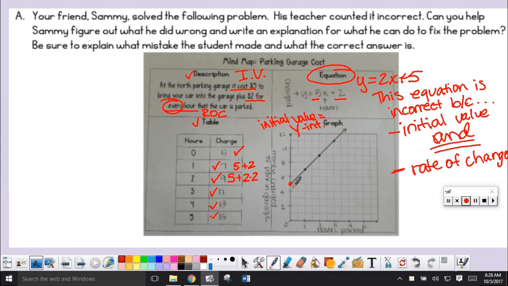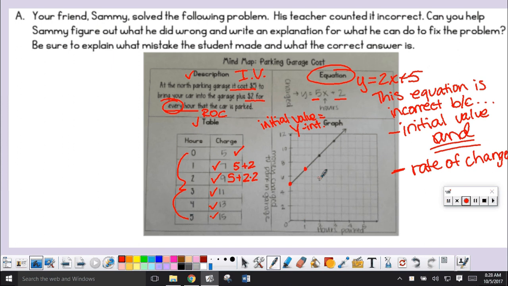And then I look at my table to look for the ordered pairs that I graph onto the graph. So I look at (1, 7), that one looks good. I'm going to put a dot on that one.